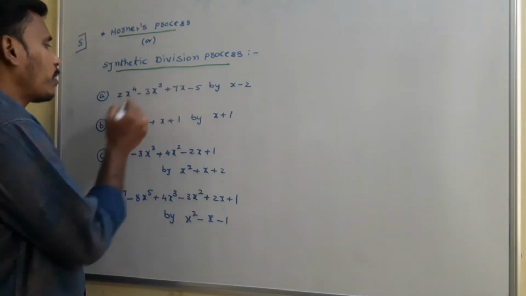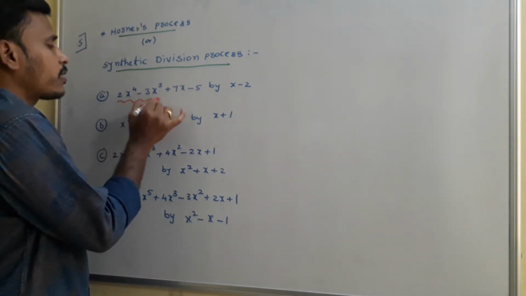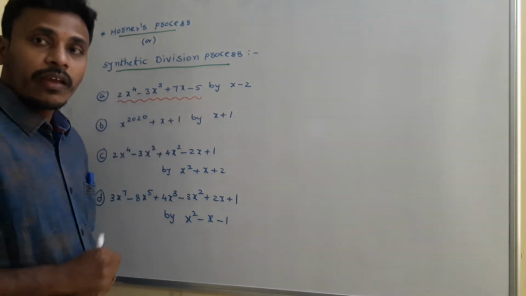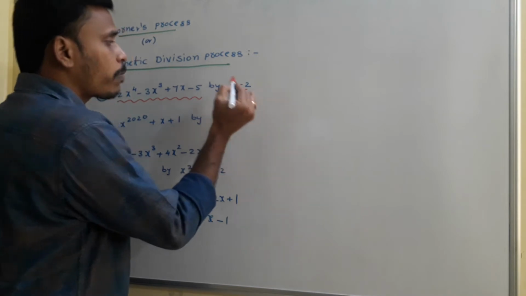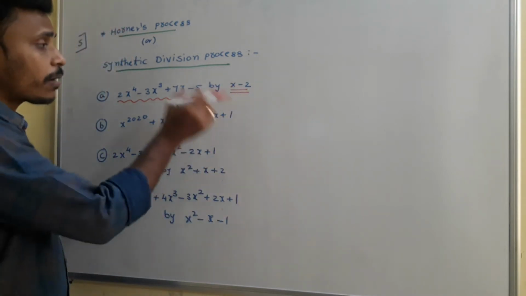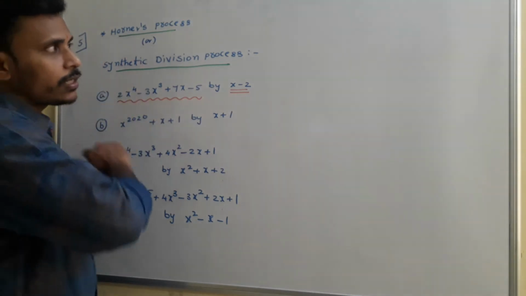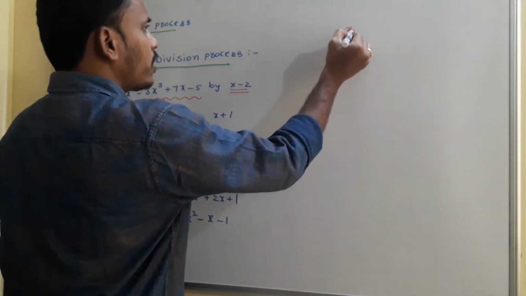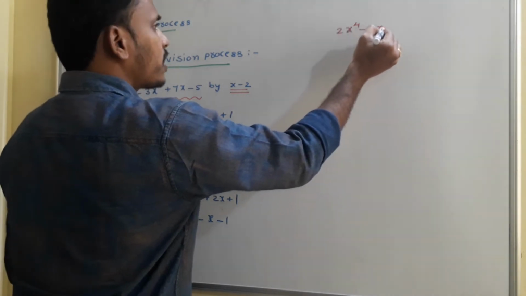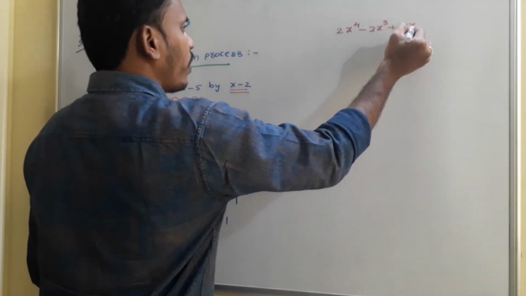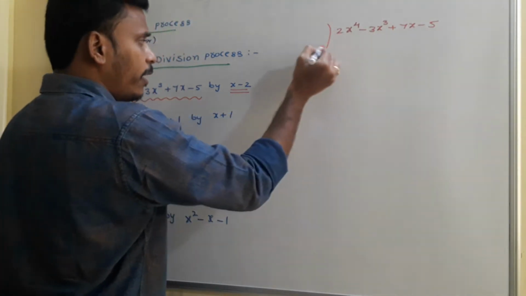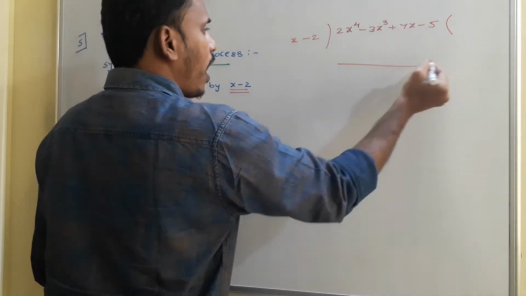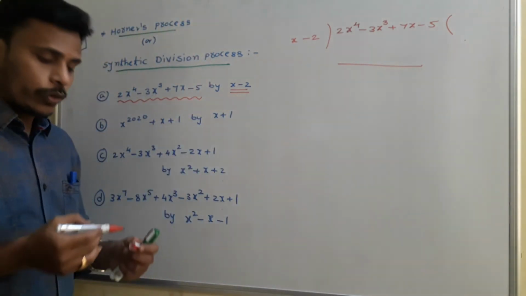First of all, just look at the problem: 2x power 4 minus 3x cube plus 7x minus 5. This is a polynomial, and we need to divide it by x minus 2. In the usual division process, 2x power 4 minus 3x cube plus 7x minus 5 is the dividend, and we divide it by the divisor x minus 2. This is the actual division.